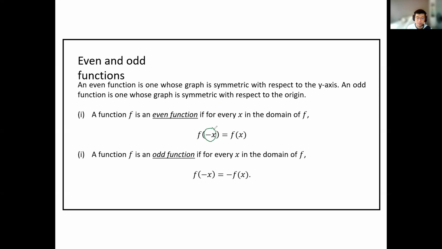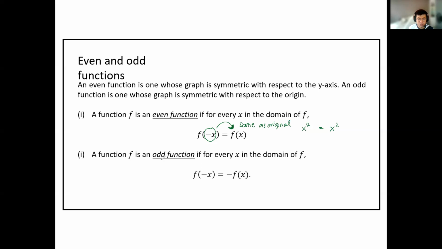Now, if the resulting equation is the same as the original equation, meaning if you have x squared, right? And then you plug in negative x, it's still x squared, right? So meaning the function is even. Even though we replace it by negative x, the resulting equation is still the same as the original equation. Same as original.